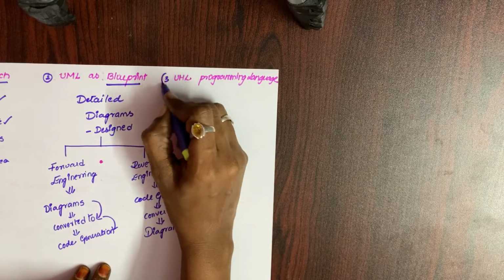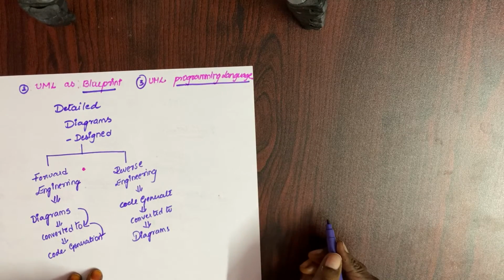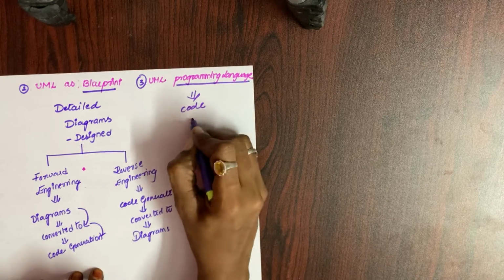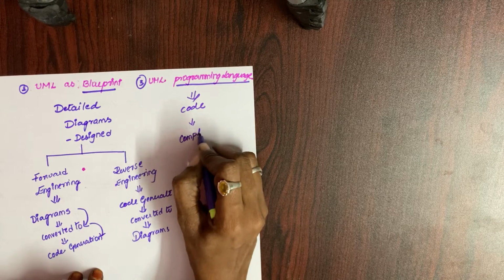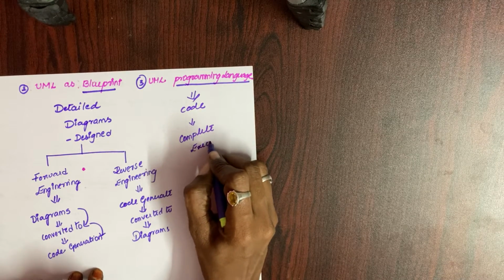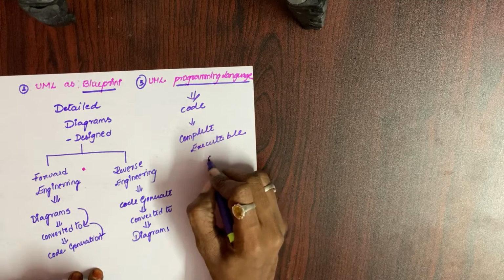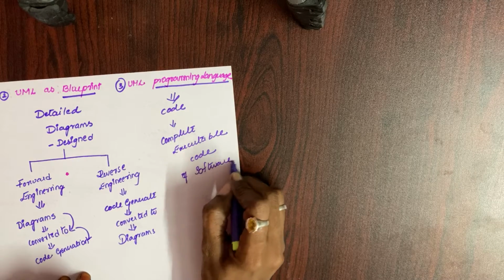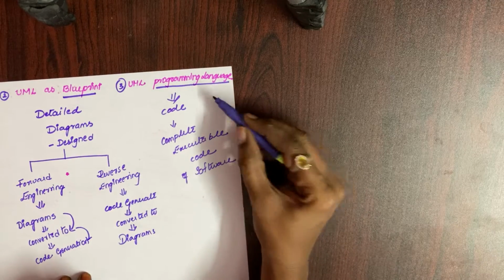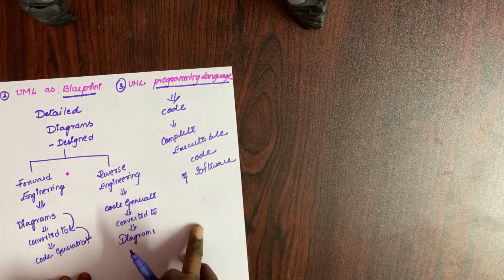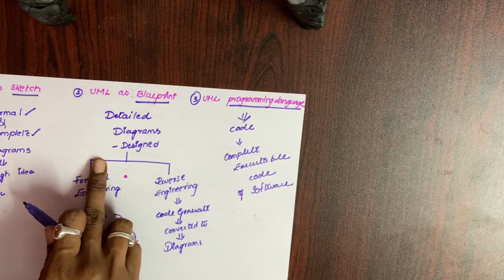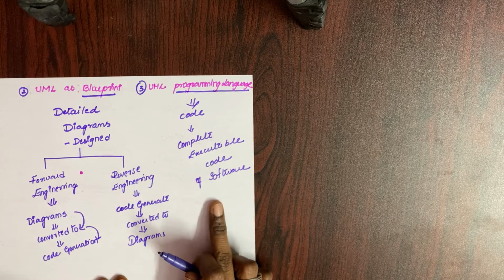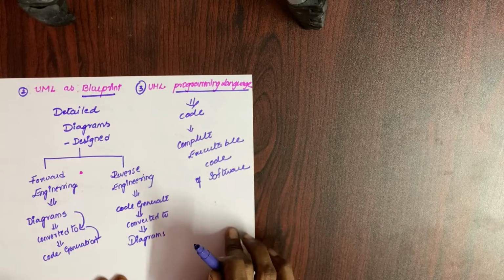Coming to the third method, UML as programming language. The name itself talks about the code, which is a complete execution of the software: complete executable code of the software. After we have developed all these diagrams, we directly convert those diagrams into complete executable code. This is termed UML as a programming language.